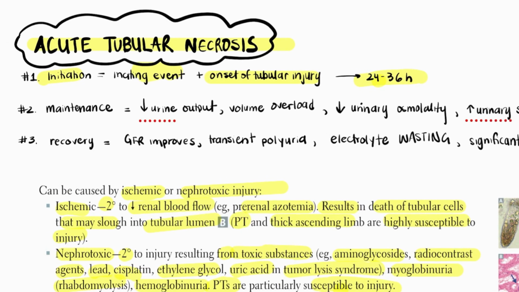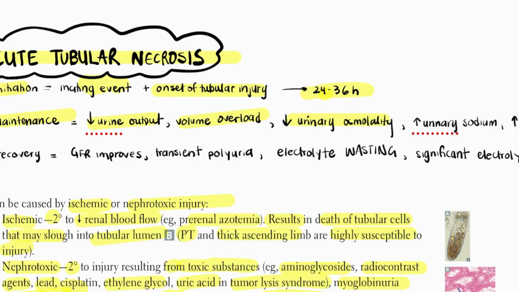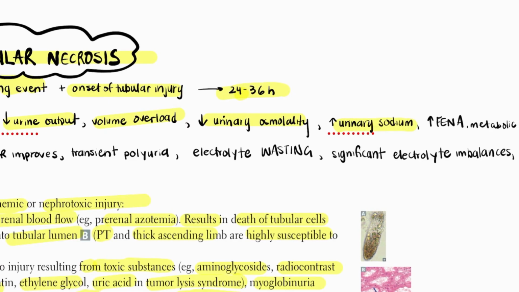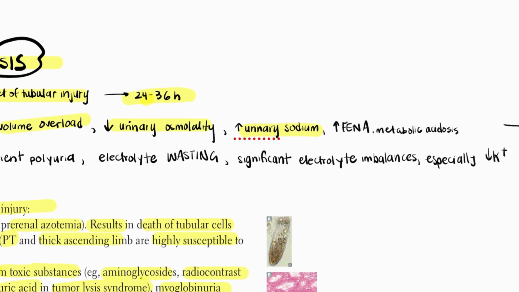And then you have the maintenance stage. So at that point, you will experience very low urine output, so oliguria. You'll have volume overload because, of course, you're not peeing out the volume, and your urinary osmolality will go really low because you're just not peeing enough, and high urinary sodium, so you're losing a lot of sodium. Your kidneys are not able to reabsorb the sodium. They're not working properly, right? They're getting damaged. And then FeNa, which is fractional excretion of sodium, it goes high. So that means you're not able to reabsorb the sodium, so a lot of it ends up in your pee.